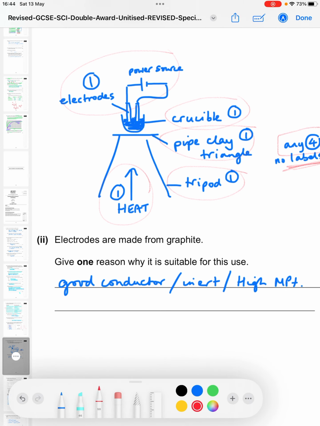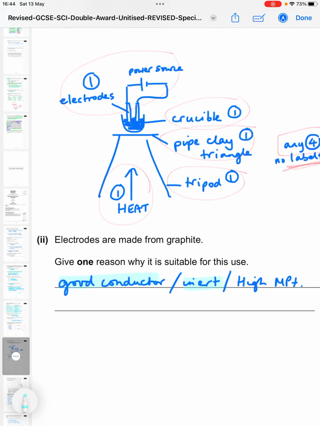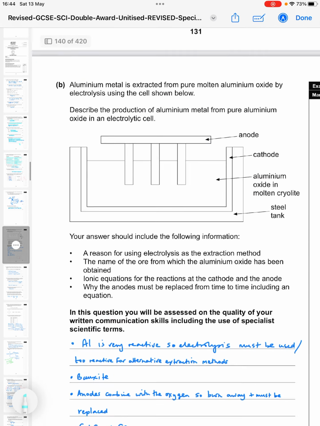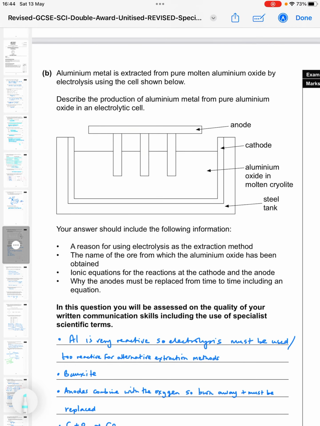So electrodes are made from graphite. Give one reason why it's suitable for this use. Either it's a good conductor, or it's inert, or it has a high melting point. Any of those would do.